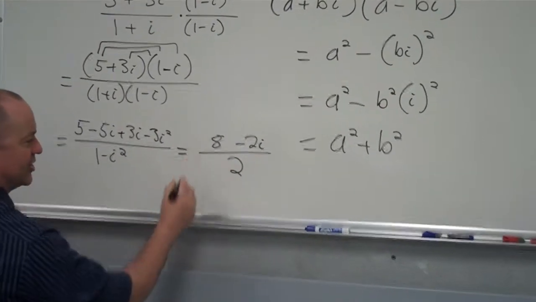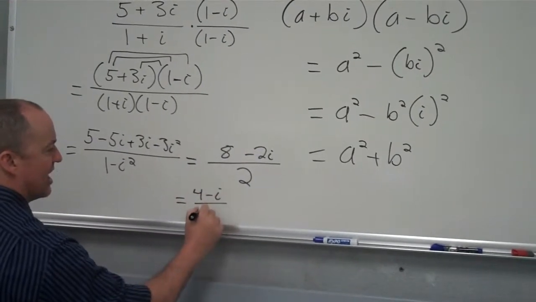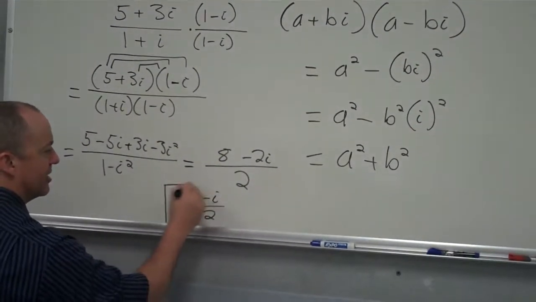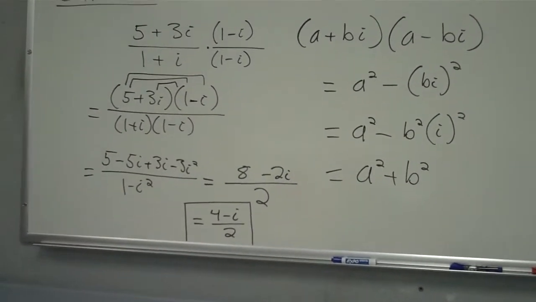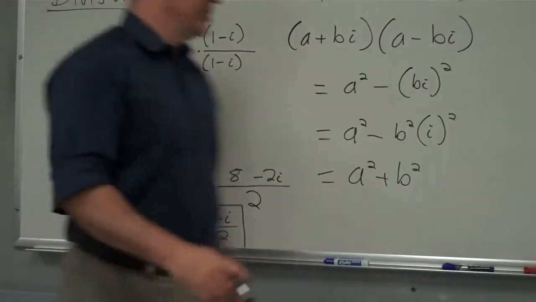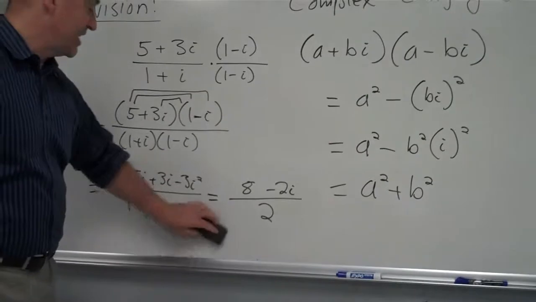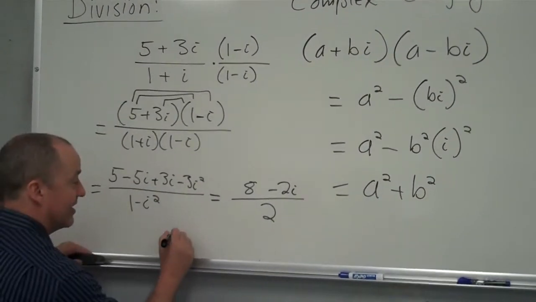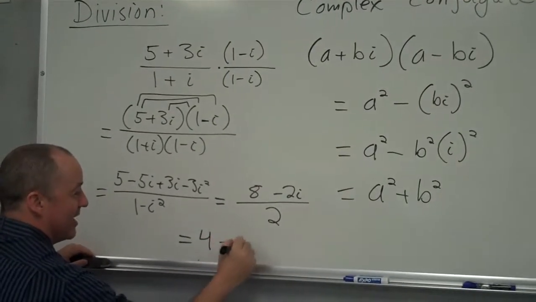And I can factor a 2 out of the top and the bottom, and that's 4 minus i over 2. Wouldn't it be 4 minus i? I thought you just factored out the 2. Wow, that was 2 dumb mistakes in a row. Thank you guys for catching that. So this is just going to be 4 minus i.